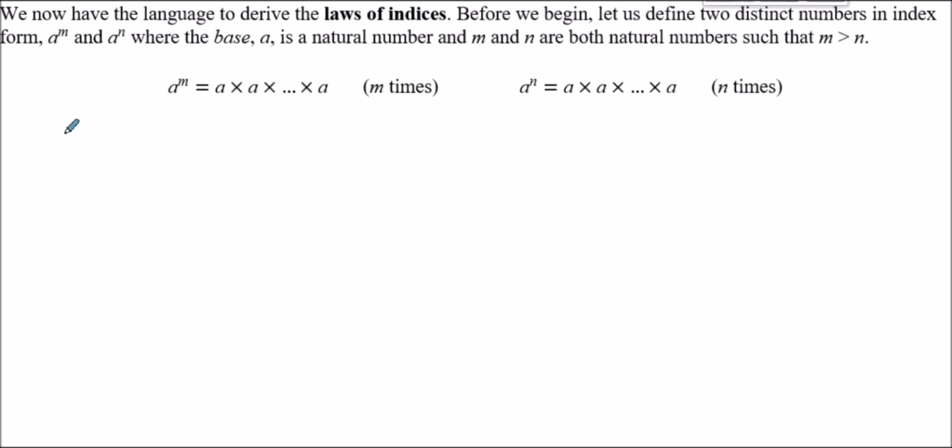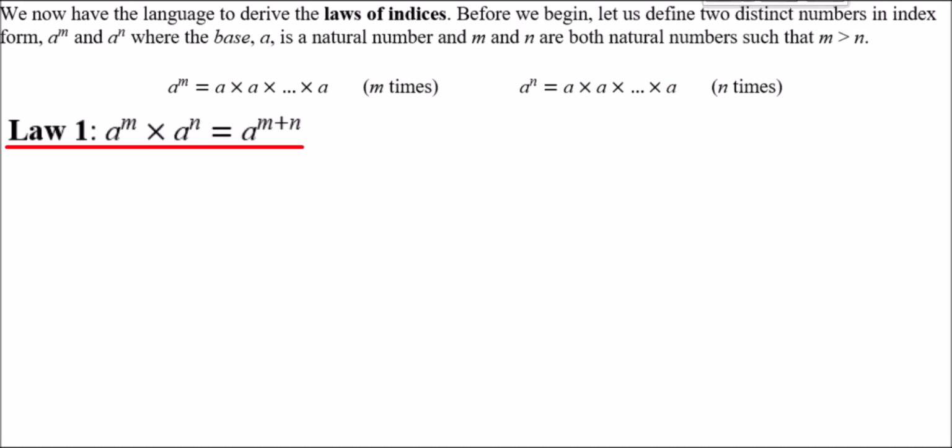So let's start with just thinking about what a to the power m means. That means a multiplied by a multiplied by a, again and again, m times. M lots of a, all in a line, all being multiplied by themselves. Similarly for a to the power n, n lots of a multiplied by themselves.